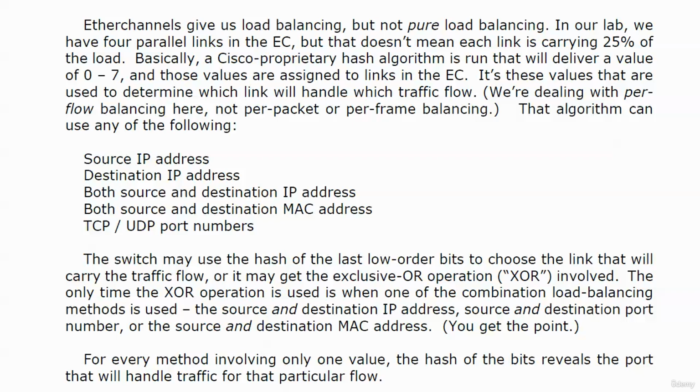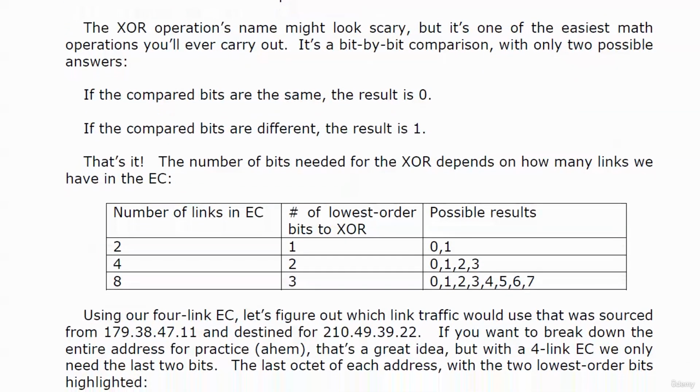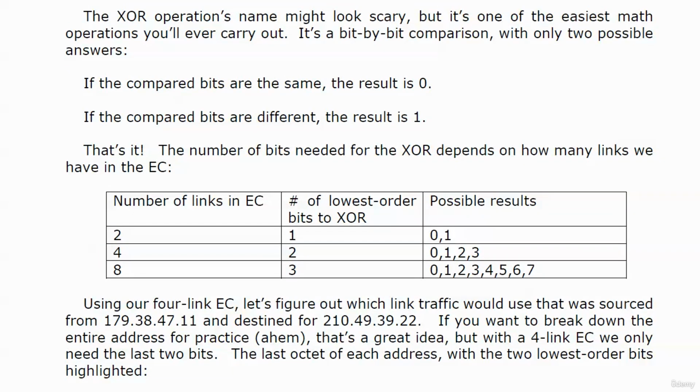Now, the XOR operation, that even sounds scary. Anything with an X in it, it's like, I don't know if I want to do that. But it's the easiest operation you'll ever carry out. All the stuff you learned as far as binary and subnetting, hopefully from me, for your CCNA studies, it's child's play compared to that, and even that's easy to you now. It's a bit-by-bit comparison, that's all it is. And there are only 2 possible answers, which we love. If the compared bits are the same, the result of the XOR is 0. If the compared bits are different, the result is 1.